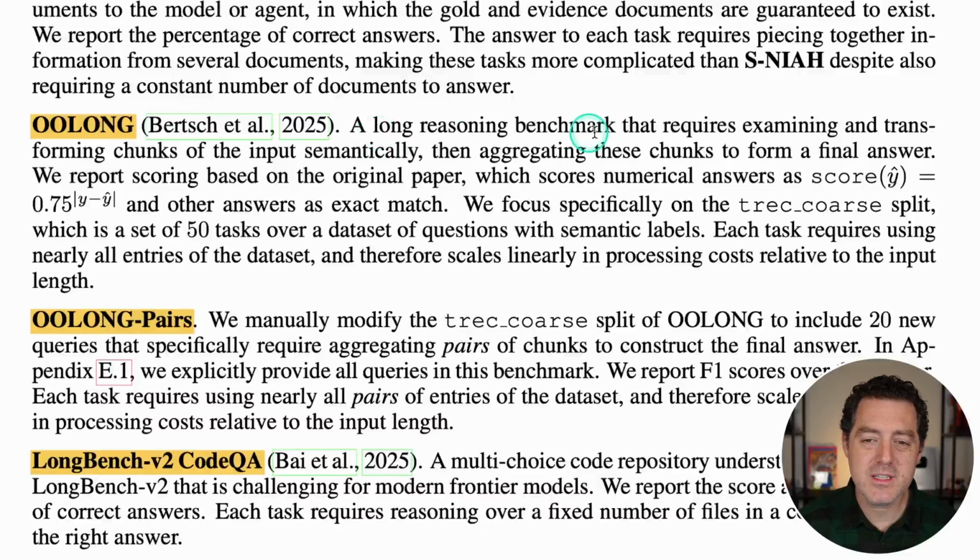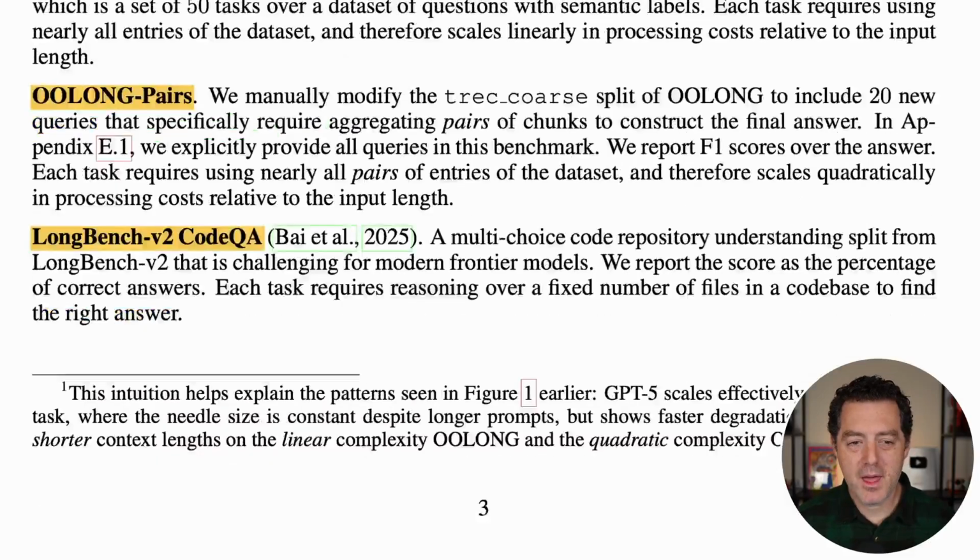Then you have Oolong. Oolong is a long reasoning benchmark that requires examining and transforming chunks of the input semantically, then aggregating these chunks to form a final answer. And so you can kind of think of this as a more sophisticated version of BrowseComp. And then we have Oolong pairs, which is an extension of Oolong, specifically requiring aggregating pairs of chunks to construct the final answer. Again, just a more complex version of Oolong.